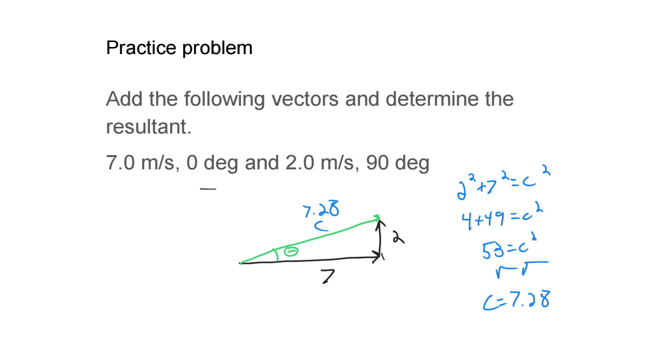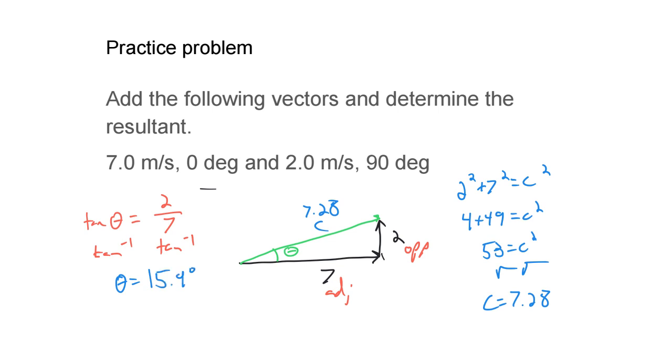Now I just need to find the degree measurement of this vector. I'll do that by establishing this 2 as my opposite, this 7 is my adjacent, and then doing tangent of theta equals opposite 2 over adjacent 7. Take the inverse tangent of both sides. Make sure you're in the right mode here so that you get an answer in degrees. I like degrees a little bit better than radians. So inverse tangent of 2 over 7 gives me 15.9 degrees. So theta equals 15.9 degrees.